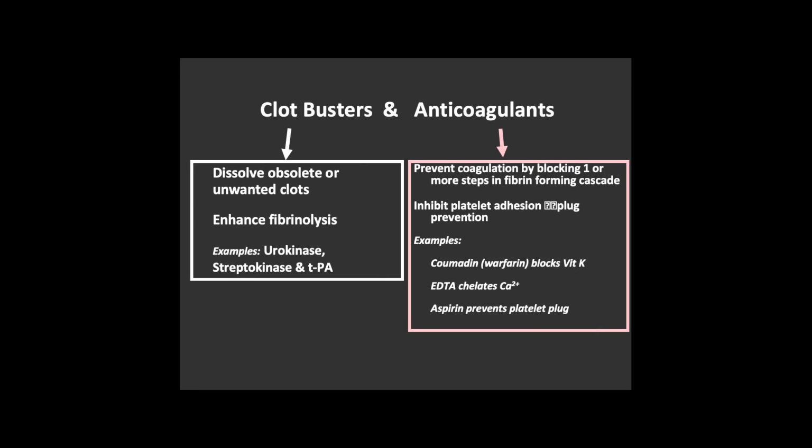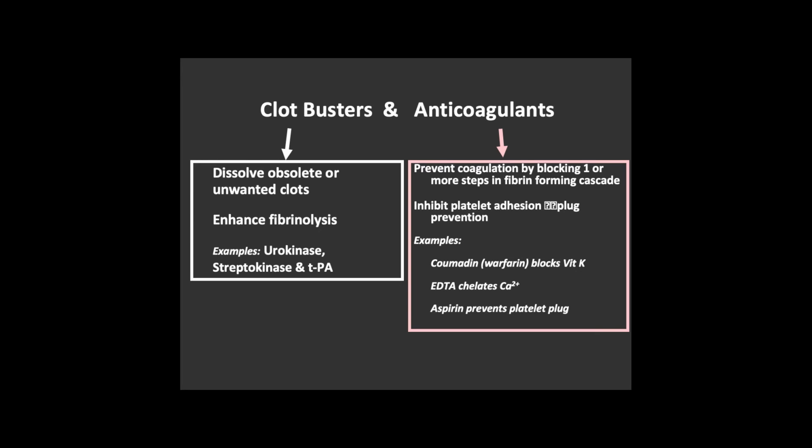Now, in order to dissolve unwanted clots, there are certain enzymes such as urokinase that are able to dissolve that clot. That's made in humans naturally, but for instance, streptokinase, this is made by Streptococcus, and it can also dissolve clots. And of course, clots are important to stop bleeding from occurring.